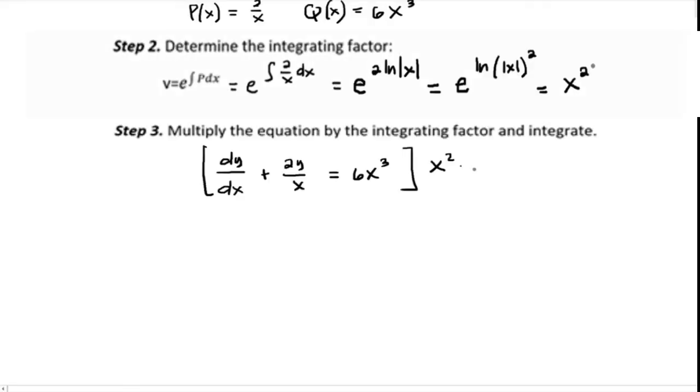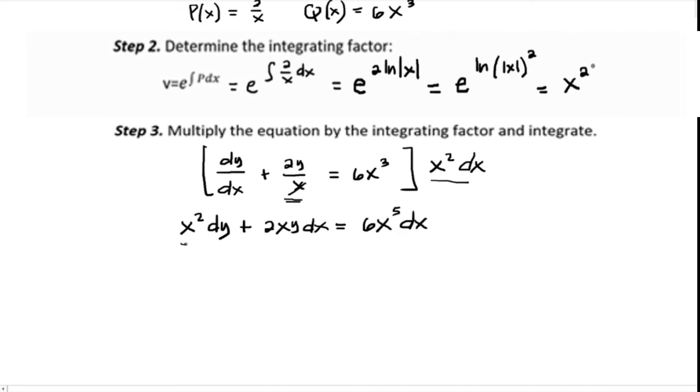At the same time, we're going to multiply this by dx. So for the first term, dy over dx multiplied by our multiplier, x squared, then dx is cancelled, so you have here x squared dy, plus 2y over x multiplied by x squared dx. One of our x here is cancelled, so you have here 2xy dx is equal to 6x cubed times x squared dx, which is 6x raised to the 5th power dx.